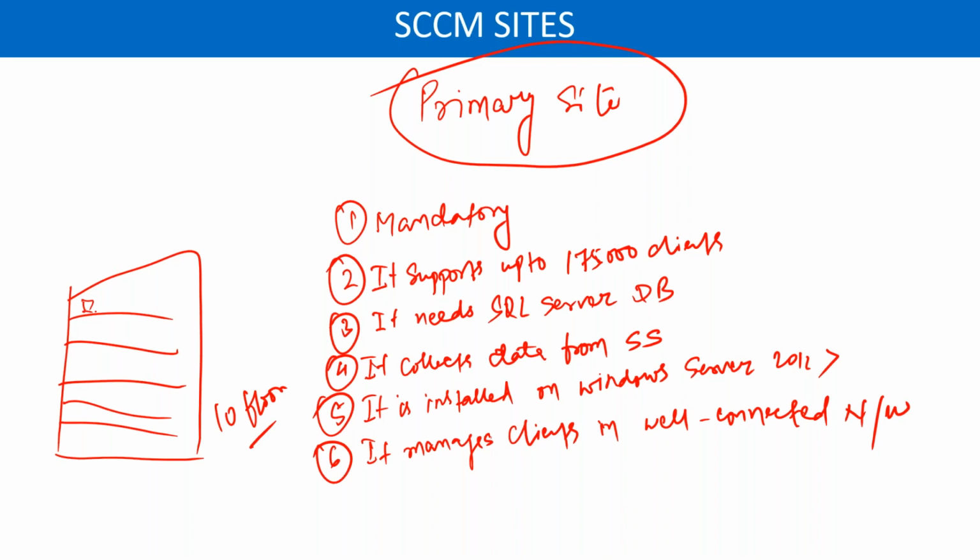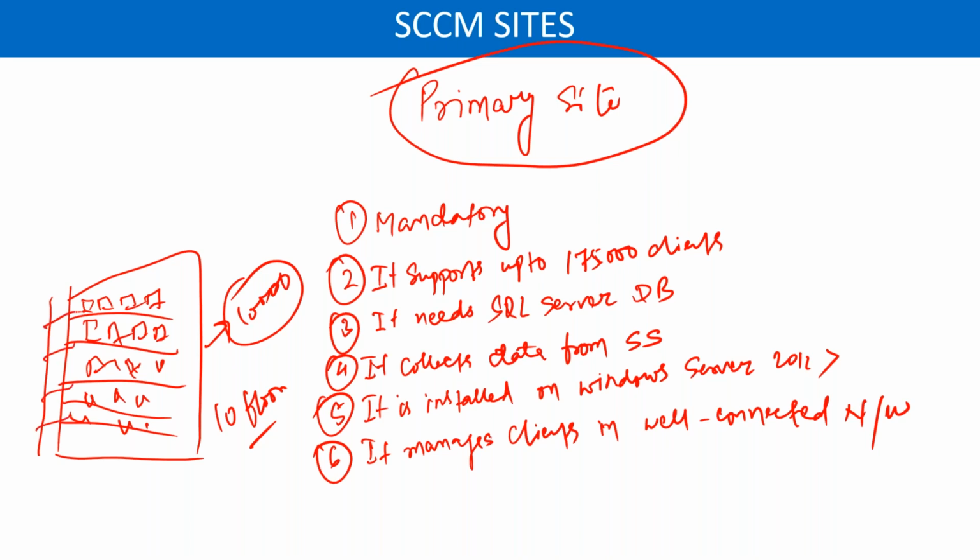Now in every floor you have like 1,000 computers. So total, let's say you have 10,000 computers, right? All these devices are located in one building and all of them are connected with LAN network. You need one primary site, a standalone primary site, to manage all these 10,000 devices. So it manages the devices in a well-connected network, that is LAN network.